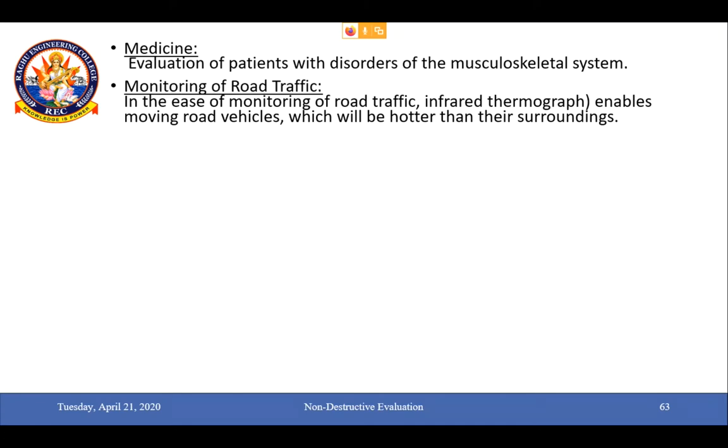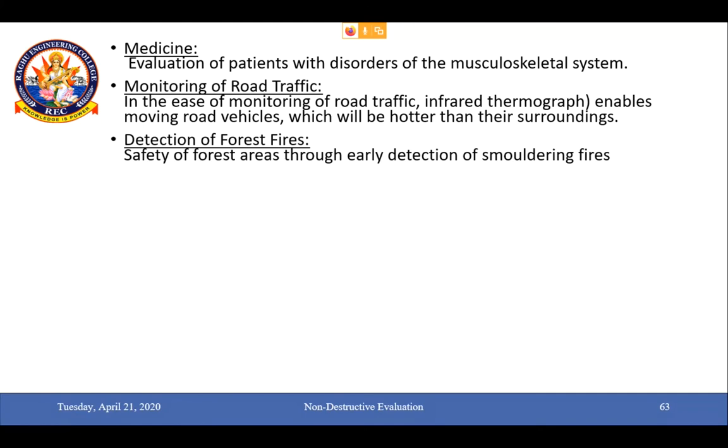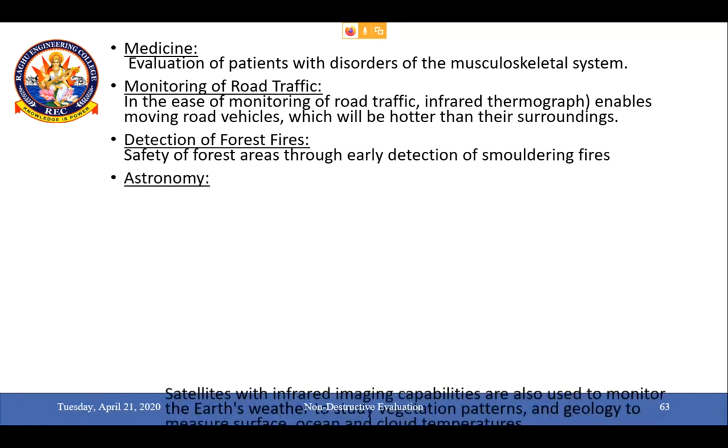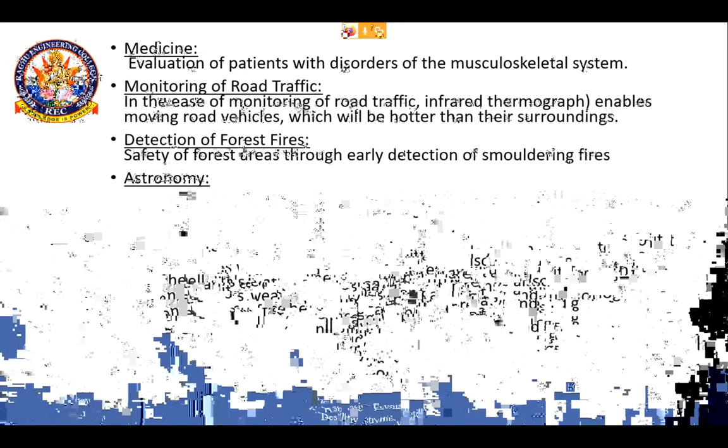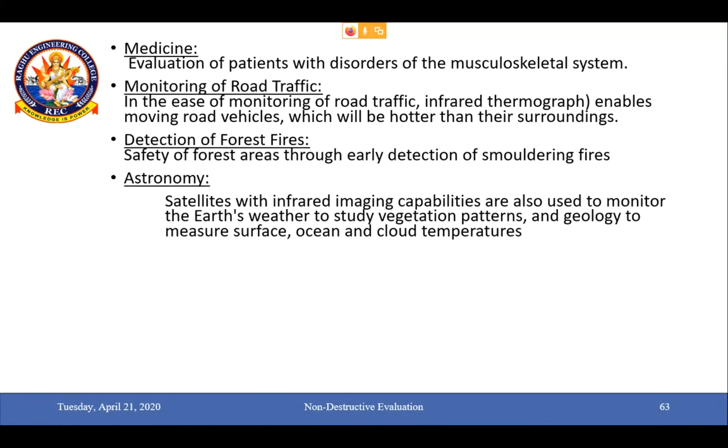Similarly, monitoring of road traffic. In the case of monitoring of road traffic, infrared thermography enables detection of moving road vehicles, which will be hotter than their surroundings. Detection of forest fires, safety of forest areas through early detection of smoldering fires. Astronomy: satellites with infrared imaging capabilities are also used to monitor the Earth's weather, to study vegetation patterns, geology, and to measure surface, ocean and cloud temperatures.